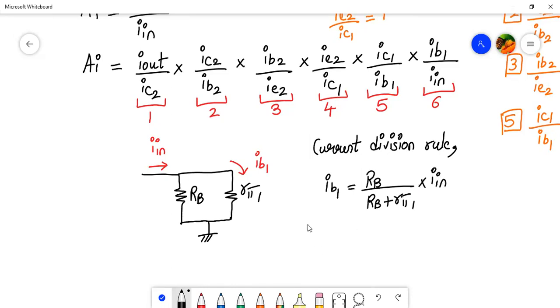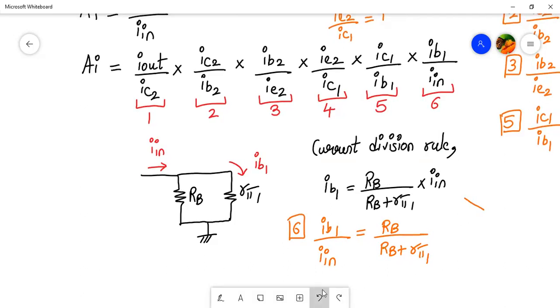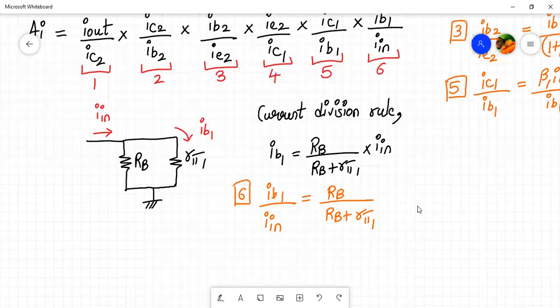So what is the value of IB1 upon IN? That is what the sixth expression means. IB1 divided by IN is nothing but RB divided by RB plus R pi 1. Now the only thing left is to substitute all the expressions in AI again and find the overall expression of the current gain. So let us do that.